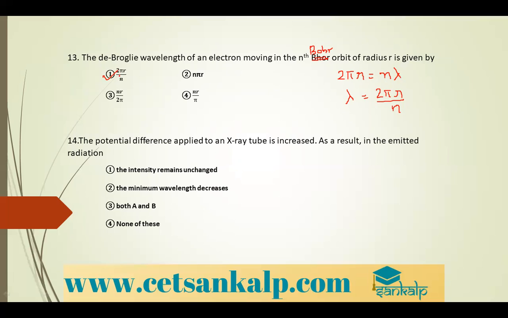The potential difference applied to an X-ray tube is increased. As a result, in the emitted radiation, intensity remains unchanged and the minimum wavelength decreases. So both are possible. Both are correct.